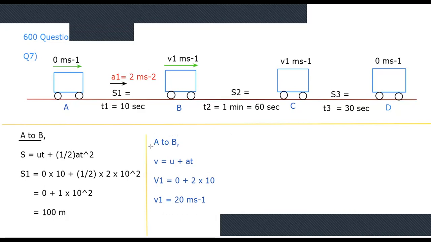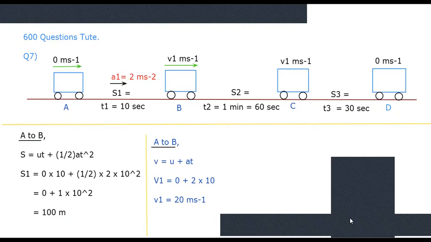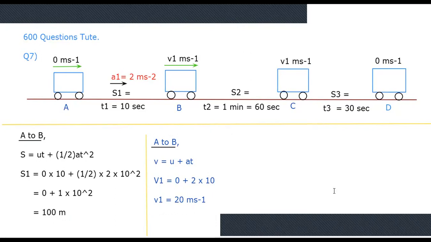So we have applied V equals U plus AT from A to B. In this kind of question, it's a must to indicate the section that you apply the equation to. If you do not indicate the section, most probably you will not earn marks. So please clearly indicate the section to which you apply the equation.